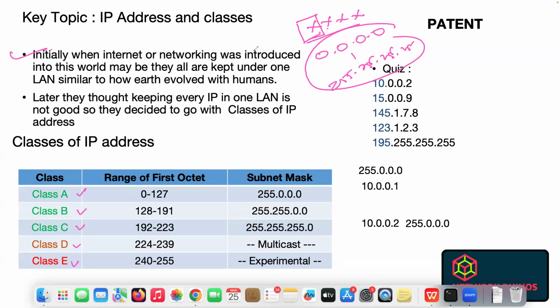If the first number is in the range of 0 to 127, it's called class A. 128 to 191 means class B. 192 onwards means class C, D, E. Only class A, B, C I can use in a computer. Others we cannot use. D and E we cannot use. They are used for something else. We'll see it later, not now.